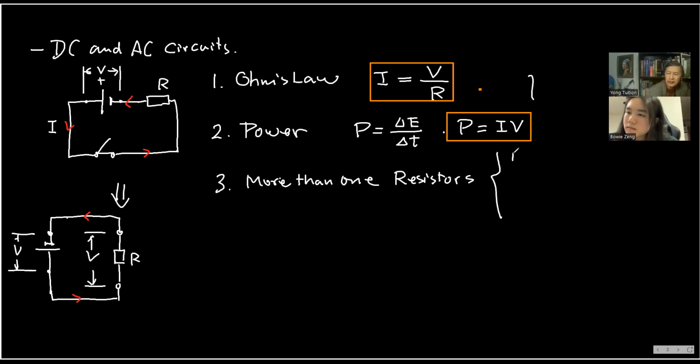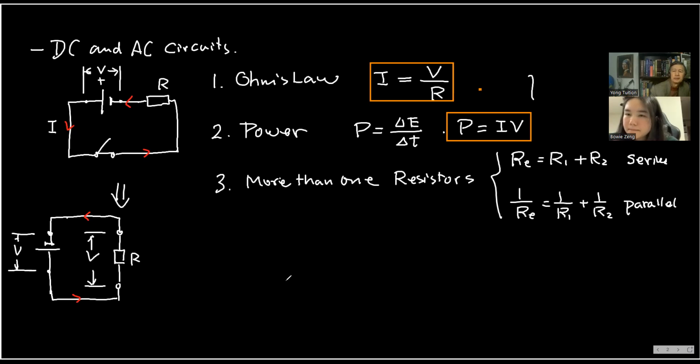One is the effective resistance, which is equal to the sum of the individual resistors. Another is the reciprocal of the effective resistance, which is equal to the sum of the reciprocals. Have you seen the formula before? Yes. One formula is called the series configuration. This is called parallel. I just go through that.